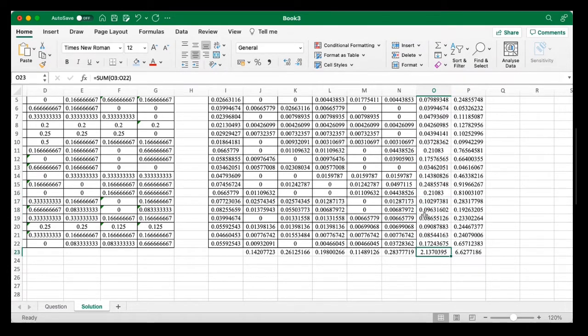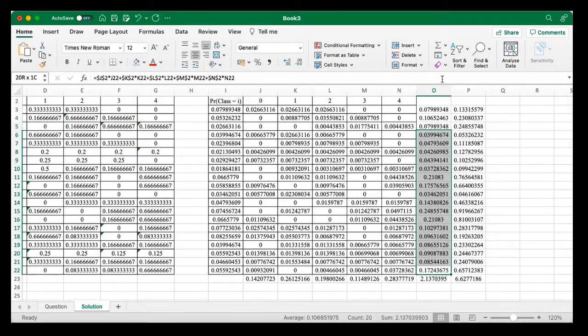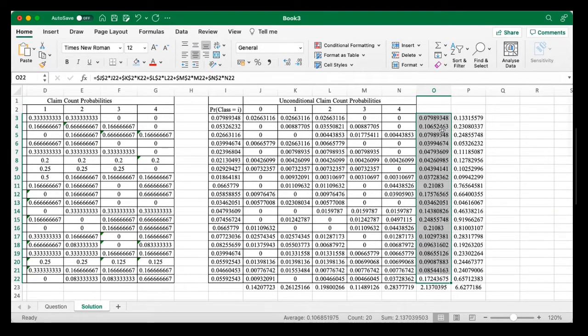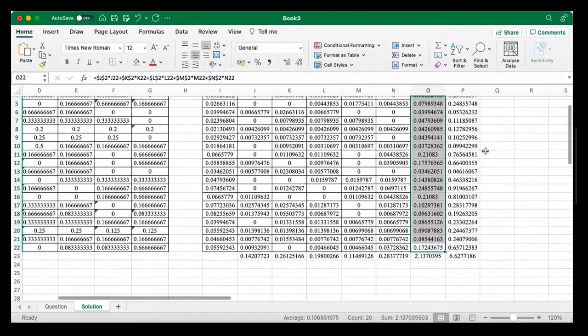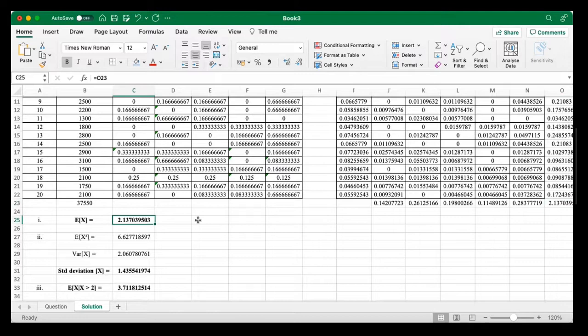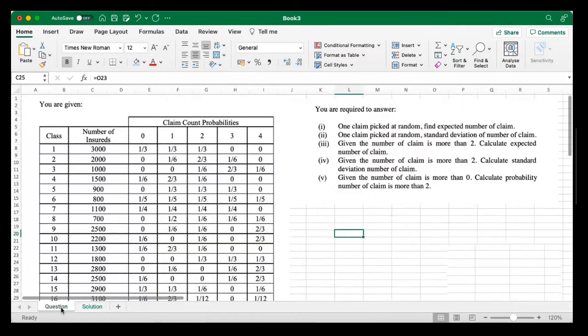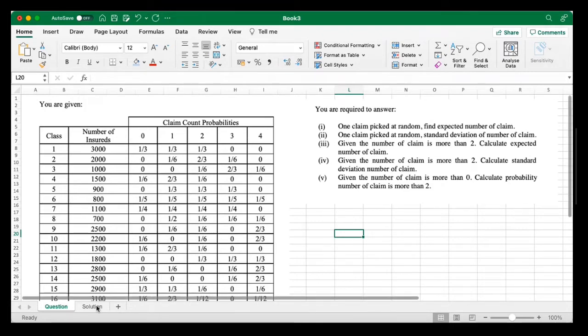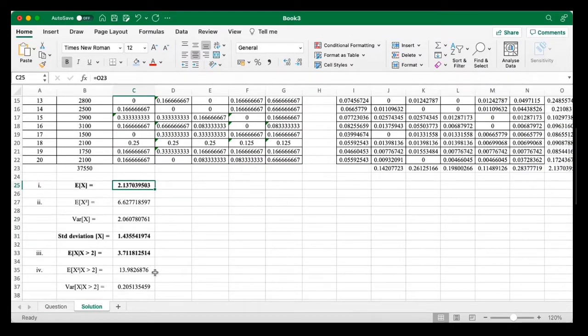And finally, we sum up all the column O where it contains the expected number of claims. So this is the answer for the first sub-question where we are required to find the expected number of claims. Moving on to the next sub-question, one insured is picked at random, find the standard deviation of the number of claims. To find the standard deviation of the number of claims, we need to first find the value of EX squared followed by variance of X before calculating standard deviation.